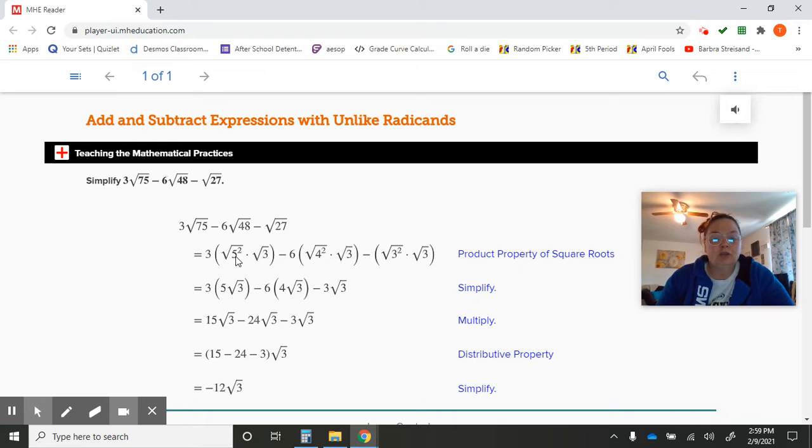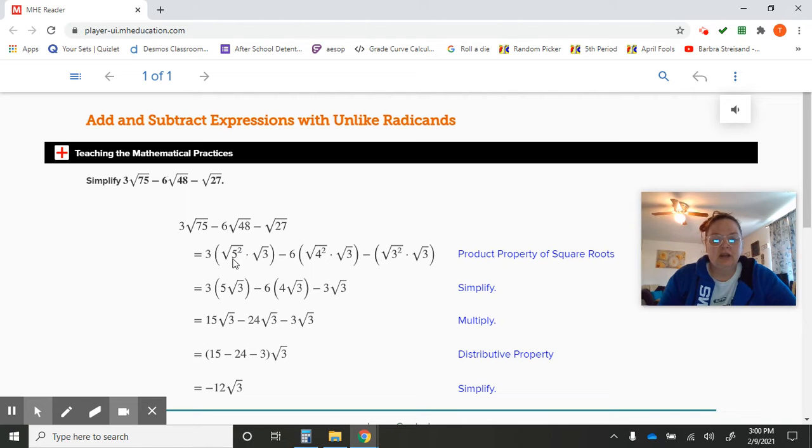So those each break down into the square root of 5 squared times the square root of 3, the square root of 4 squared times the square root of 3, and the square root of 3 squared times the square root of 3. If you're unsure about how that works, think about it this way. 75 is the same as 25 times 3, so they've broken that up there. 48 is 16 times 3, so they've broken that up there. And 27 is 9 times 3.